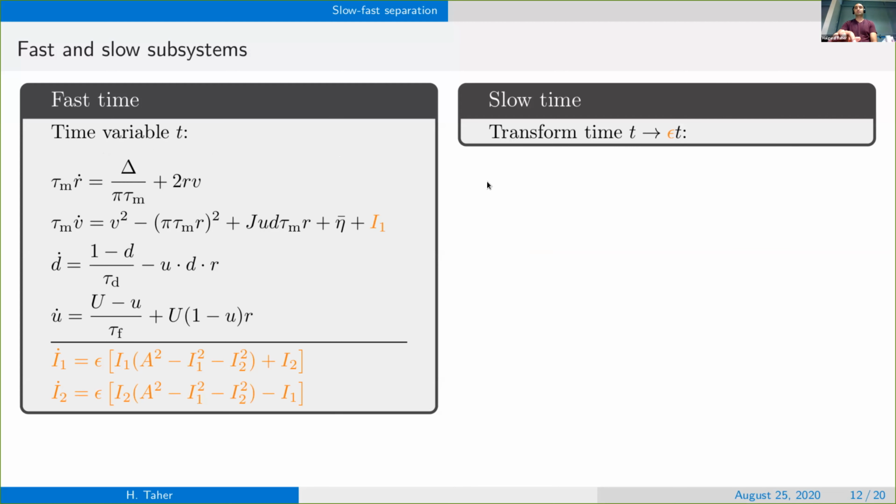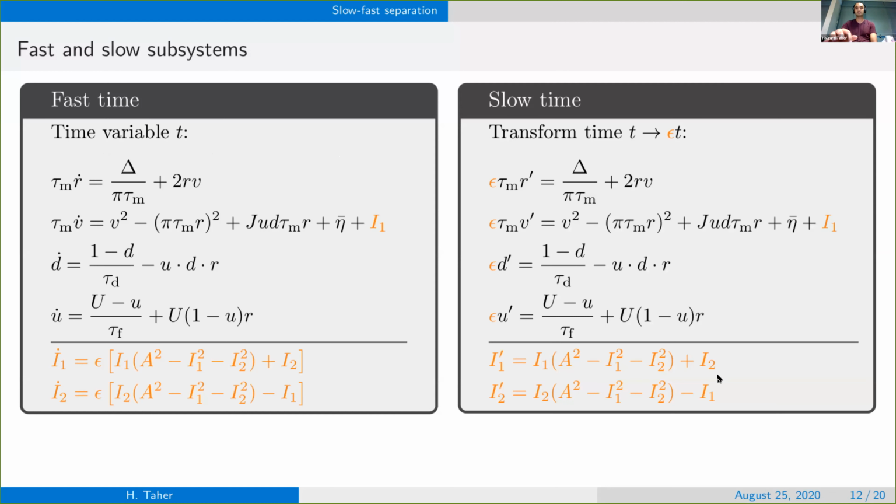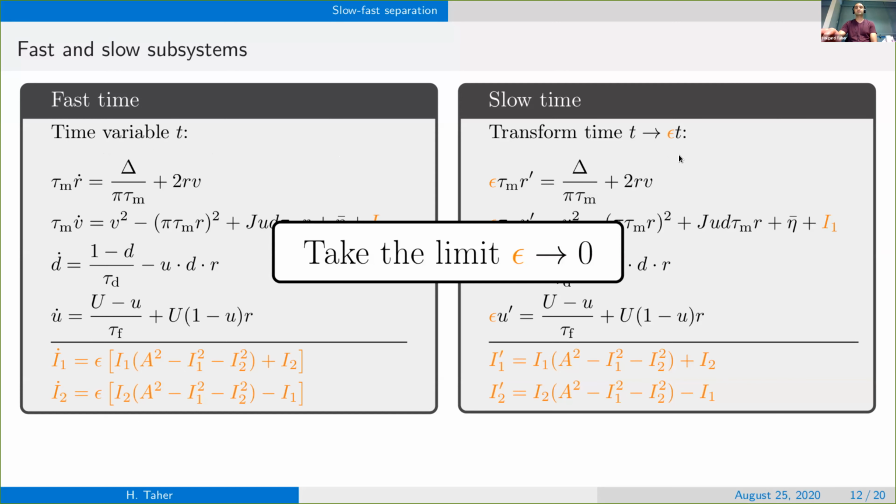But we can also use as a parameterization the slow time, which is the small parameter epsilon multiplied by t. And if we do so, the whole differential equation system is transformed. So in the fast time variable, the epsilon multiplies the right-hand side of the forcing variables. And in the slow time, we find it on the left-hand side. Since this forcing is slow, we can take the limit epsilon to 0.